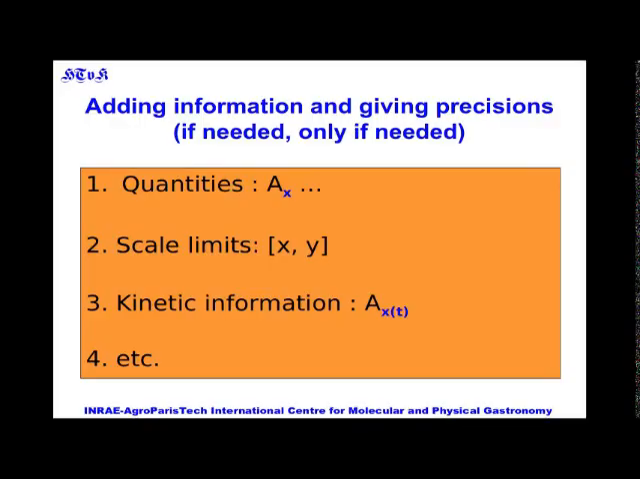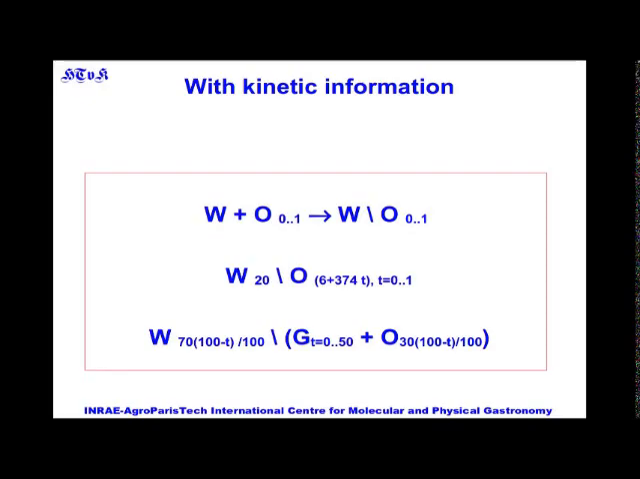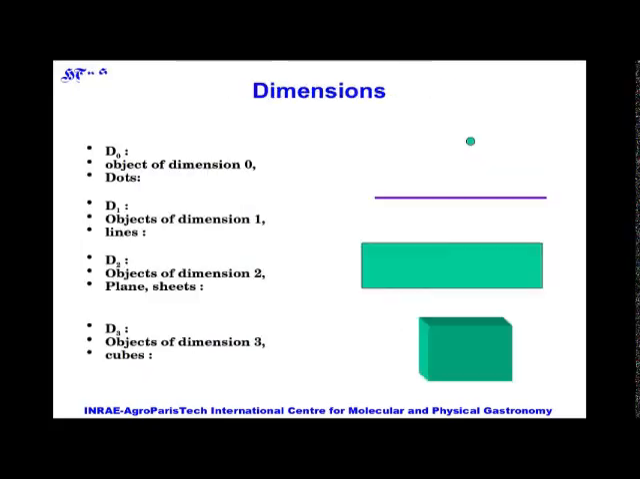Of course, you can add more information, quantities, kinetics, for example. With equations, you can describe the making of an emulsion. I'm going very fast about that because I don't want to go into this kind of detail now. I want to introduce dimensions.